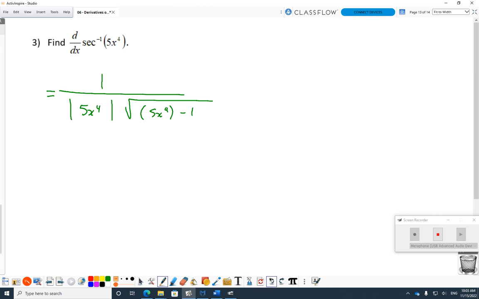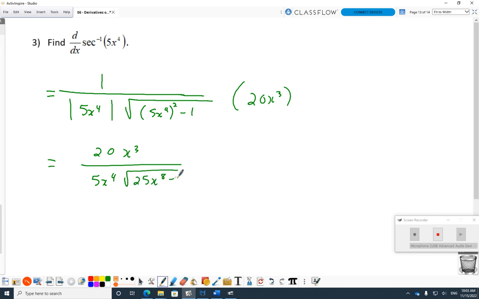Then chain rule. Derivative of the inside is 20x cubed. Squared, good. I forgot the squared. 5x to the 4th squared minus 1. I'd like to say I did that on purpose, but I didn't. Then watch this. This is going to be very upsetting. You're going to be sure I screwed up on this, and then hopefully someone can explain why I did not screw up. There, that last line I did.